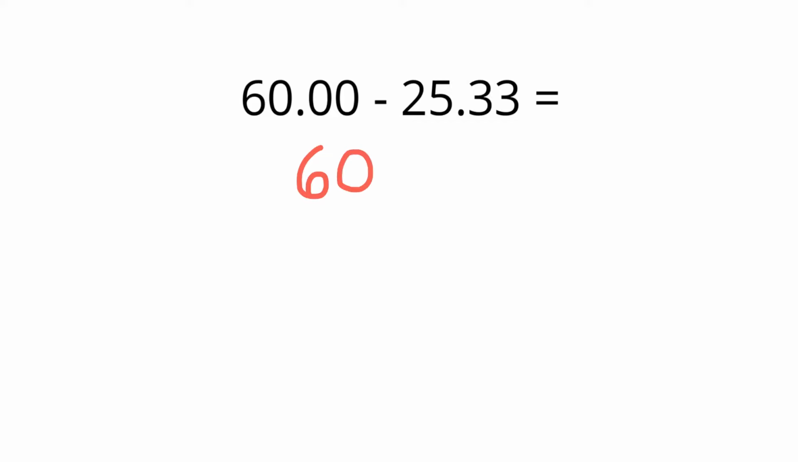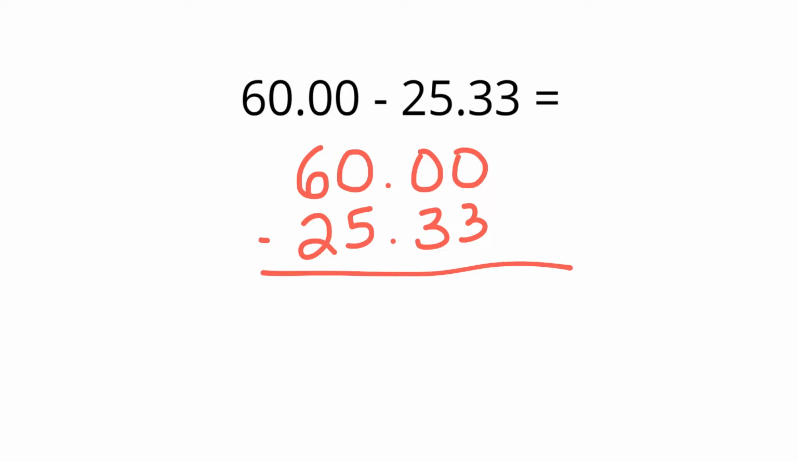I have 60.00, and I'm going to place my decimal point here, and I'm going to write my 25.33 here. I'm going to subtract them. I'm going to pop my decimal point down here. Now, the very first thing I'm going to do is subtract the furthest to the right, which is the hundredths, and I can't do 0 subtract 3. I can't borrow from my next door neighbor because it's a 0.